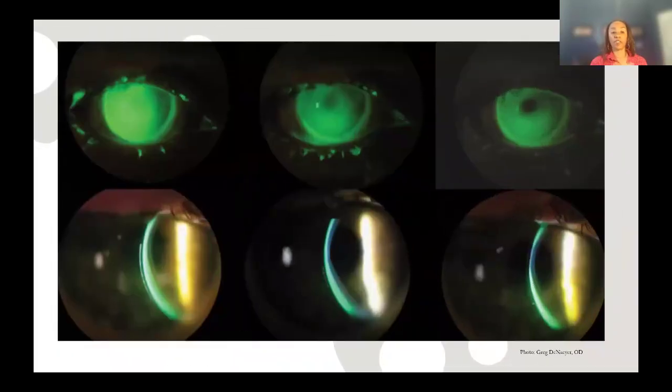I love this graphic because this really can happen. If you do not measure clearance after the lens has settled, you may overestimate how much clearance you actually have. The picture on the left is immediately after you put the lens in. The picture in the middle is about 30 minutes to an hour later. And the picture on the far right is after the patient has worn the lens all day long.